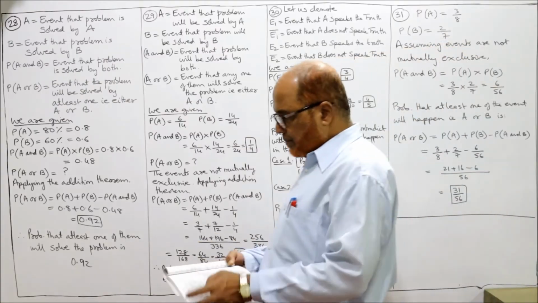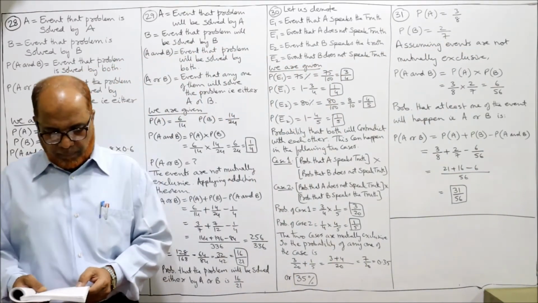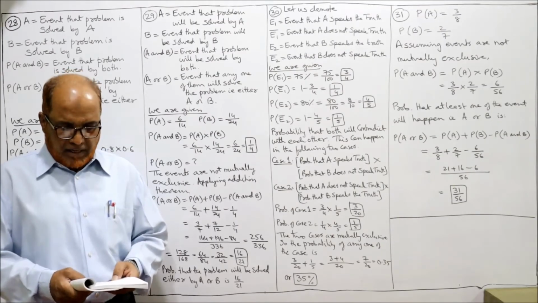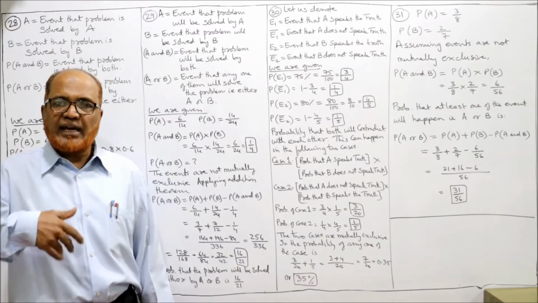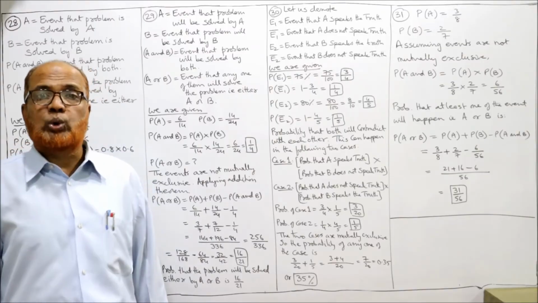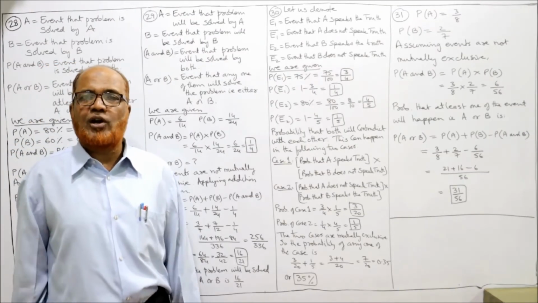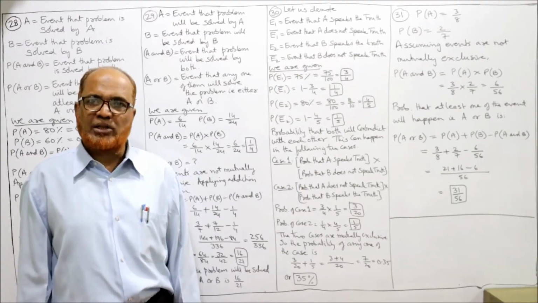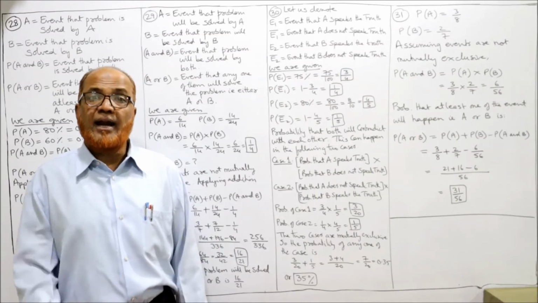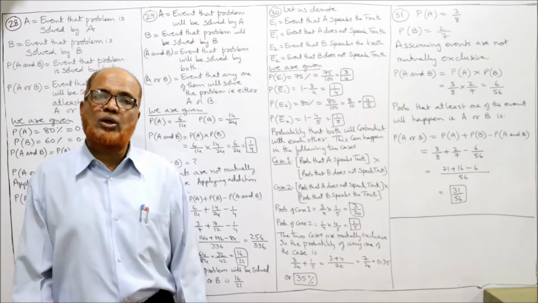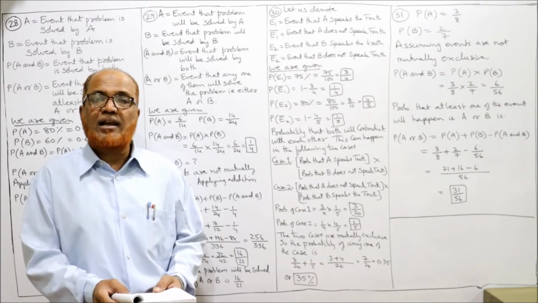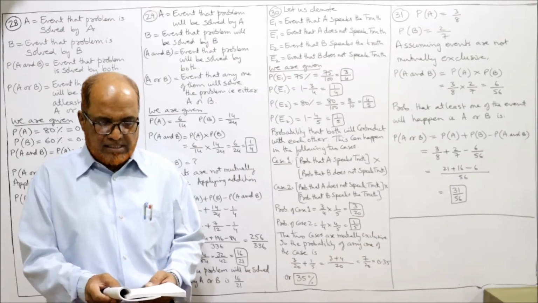Next, problem number 30. See the 30th problem. A speaks the truth in 75% of cases and B in 80% of cases. So whenever A speaks something, there is a 75% probability that he will speak the truth and 25% that he will not speak the truth, it will be false. Whereas B, in 80% of cases he will tell the truth and in 20% of cases he will not tell the truth, false.